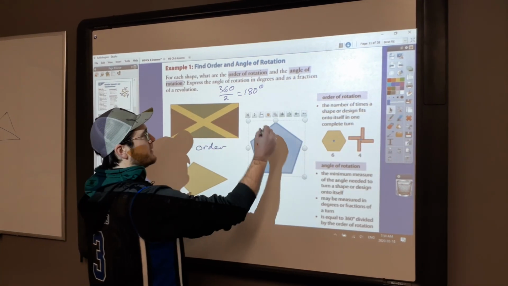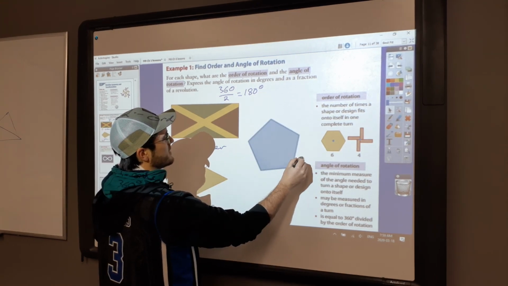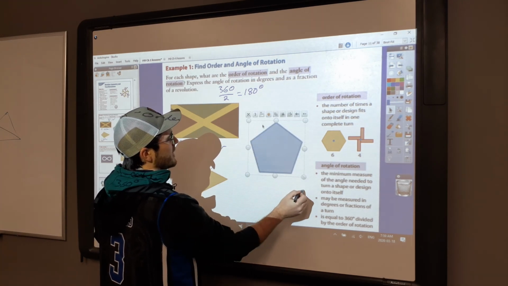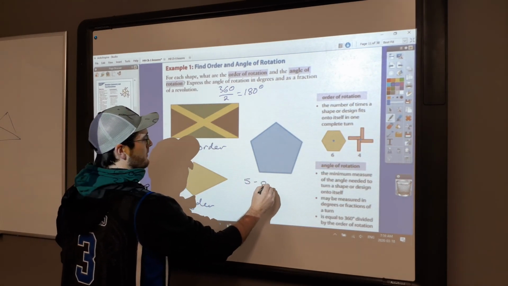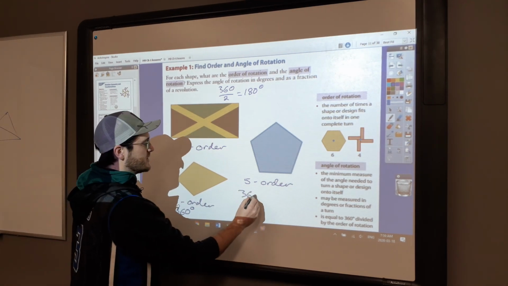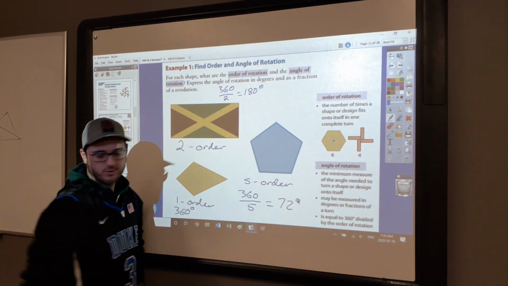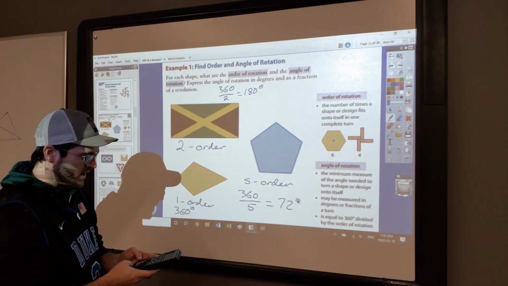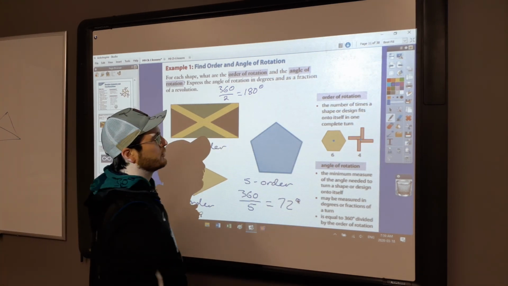This one, a pentagon. You can see that if you started rotating this, once, twice, 3 times, 4 times, 5 times, and you're back to the original shape. So you were able to rotate it 5 times, so the order was 5. To figure out the angle, we would take 360 degrees and divide it by 5. Is that 72 degrees? I better check, just to make sure. 360 divided by 5, yeah. So 72 degrees would be the angle of rotation.